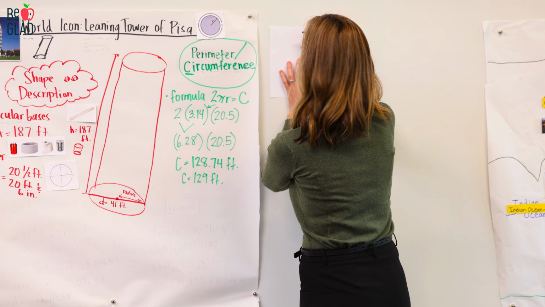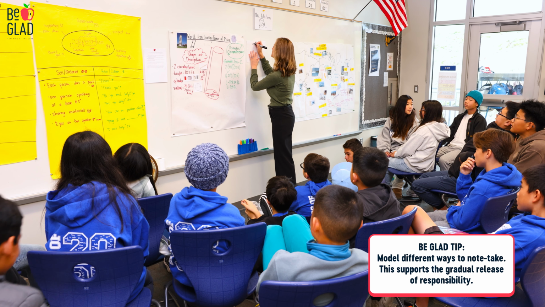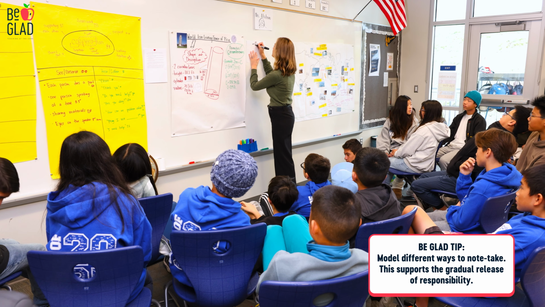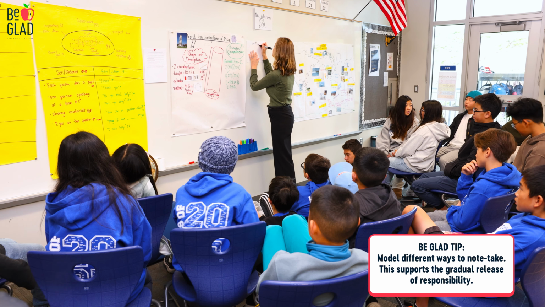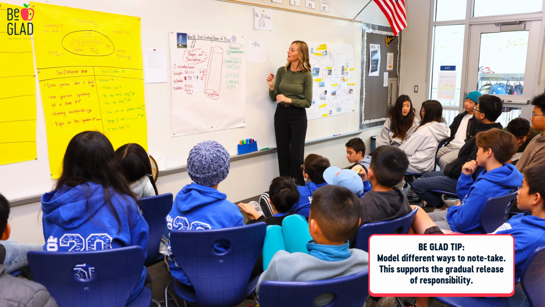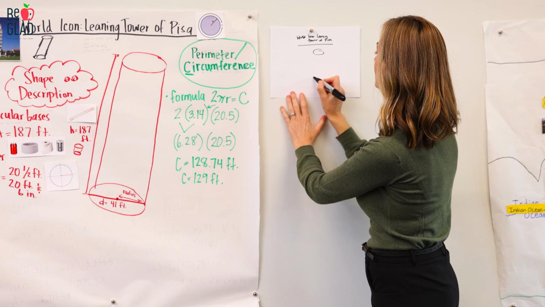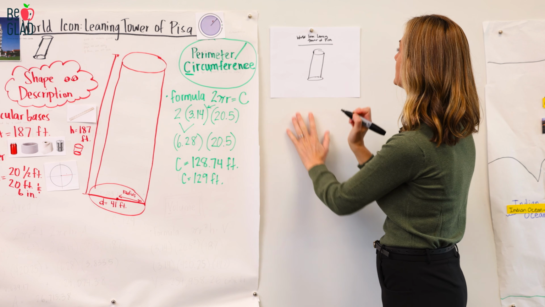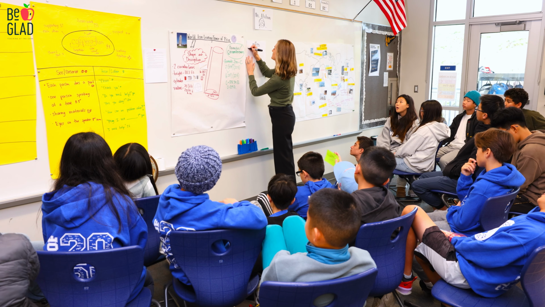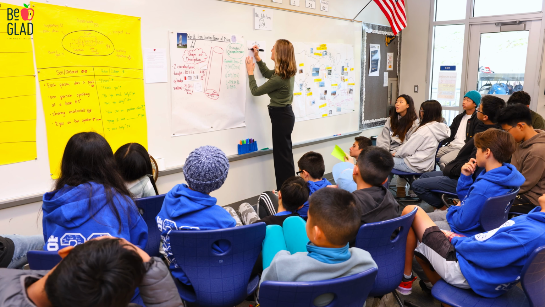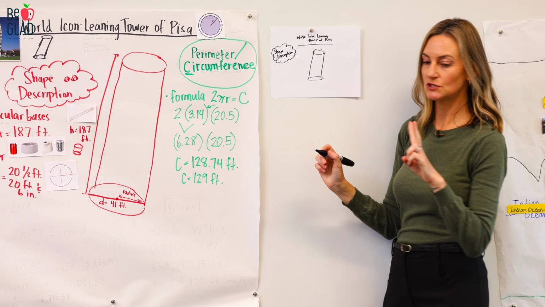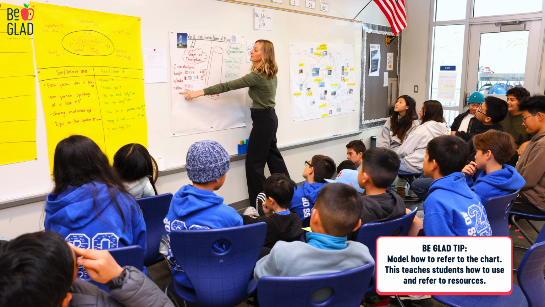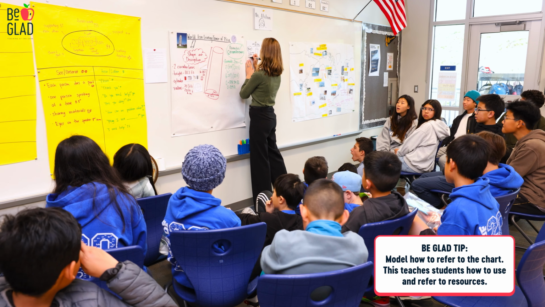But to take notes, I'm going to start with the title. So World Icon Leaning Tower of Pisa. I'm going to underline that. I'm going to add a quick sketch of the Leaning Tower of Pisa with the two circular bases and the rounded surface. And we have shape description as one of our categories. It's important to remember that it has two circular bases, so I'm going to copy that information. It's a cylinder.